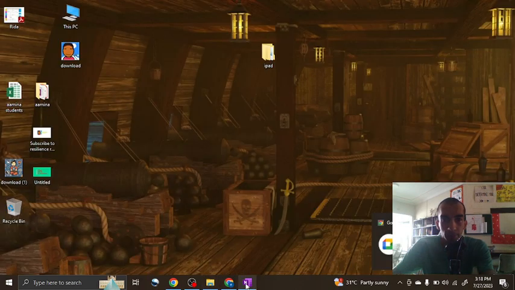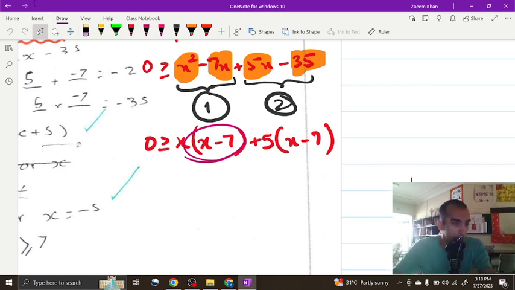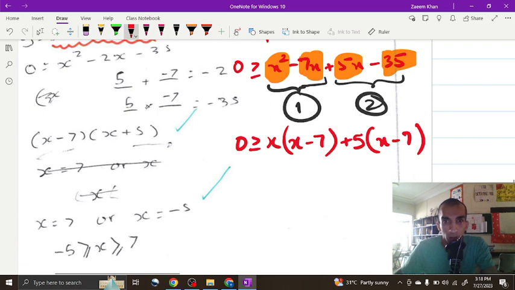Done? Wouldn't the answer just be the same? Hold on. The answer looks the same. Let me check that. Why is that? Oh, minus 7x plus 5x minus 35. Your answer might be correct. Let me take a look. So we're gonna say 0 is greater than equals to.